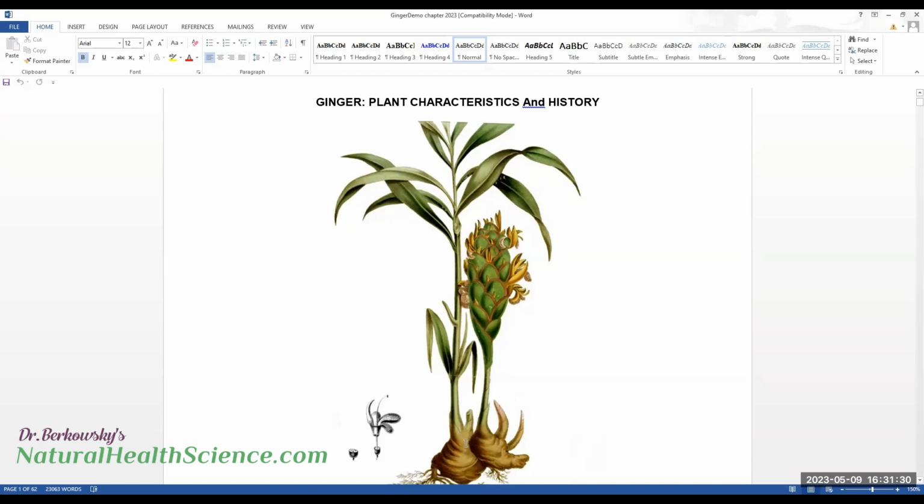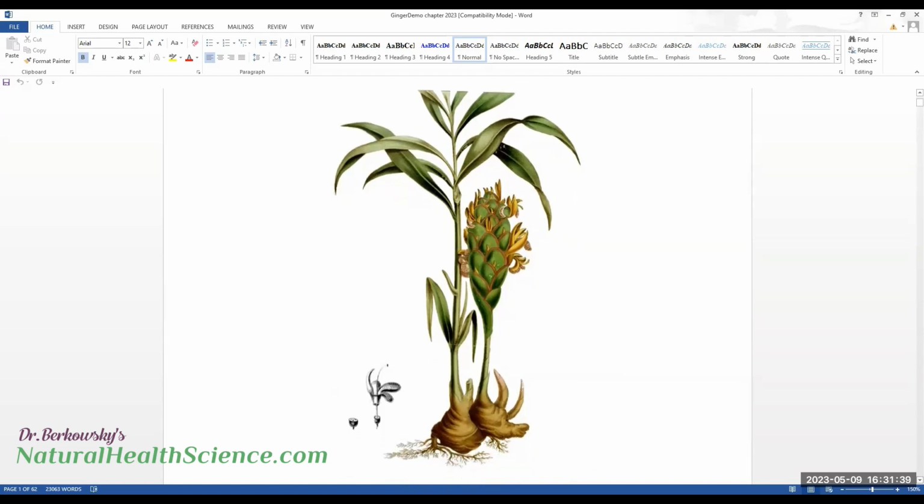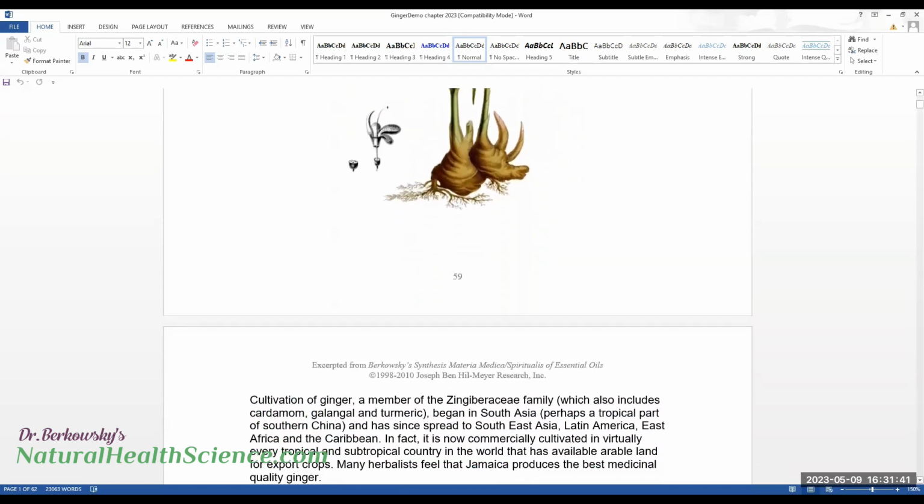This is actually a tuber. Ginger is an underground stem. And you can see these projections, and this is what gives ginger its name, those antler-like projections, in Latin, that is.